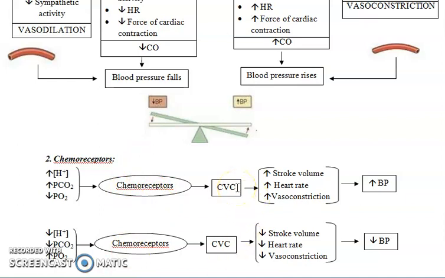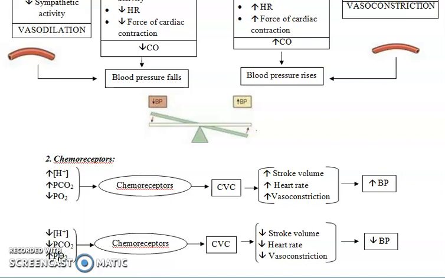Depending on this, the cardiovascular center will react, that is there is increase in stroke volume, increase in heart rate, increase in vasoconstriction, that is again it will be acting on two organs, that is heart as well as on the blood vessels, and finally there will be increase in the BP. Okay, that is the first condition, whenever the partial pressure of carbon dioxide is increased or the partial pressure of oxygen is decreased.